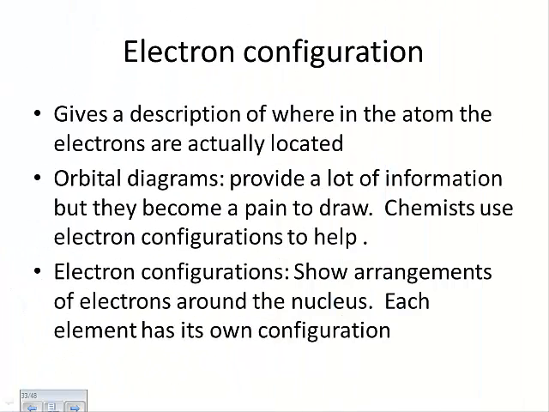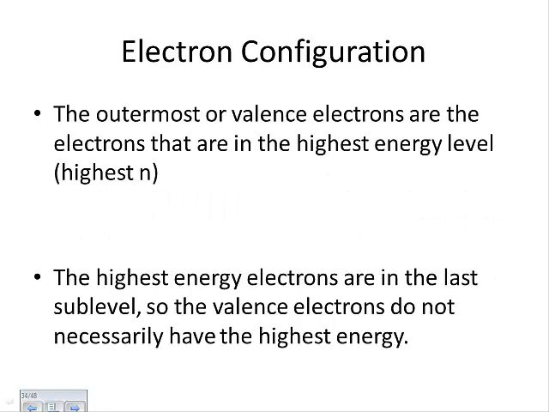Okay, so what is an electron configuration? Well, it's a description of where the electrons are actually located within the atom, and each element has its own configuration. We've been talking about valence electrons being the outermost electrons, and because they are the outermost electrons, they are going to be the highest energy, so they have the highest n.